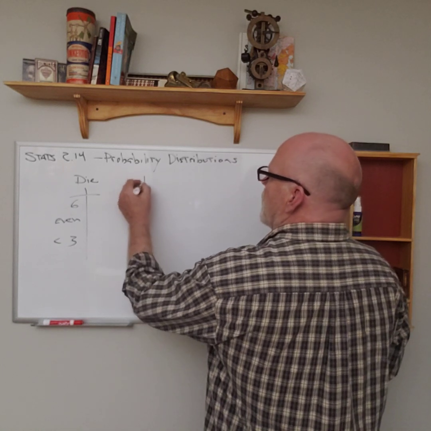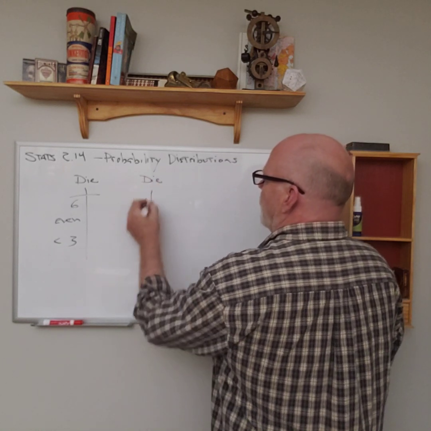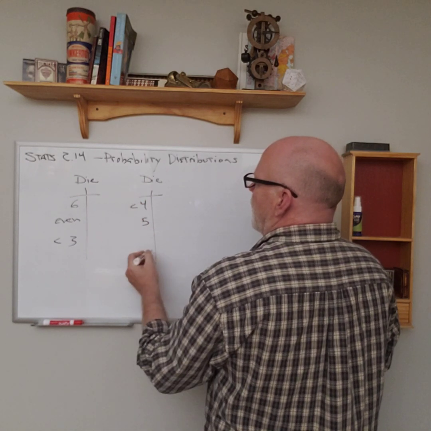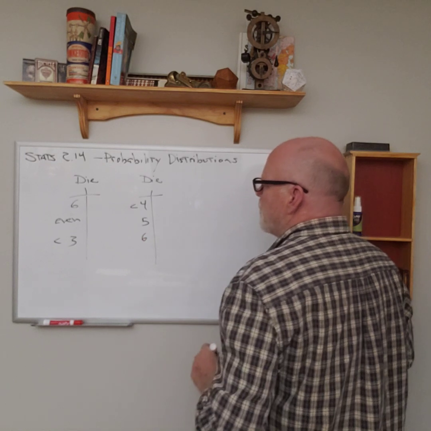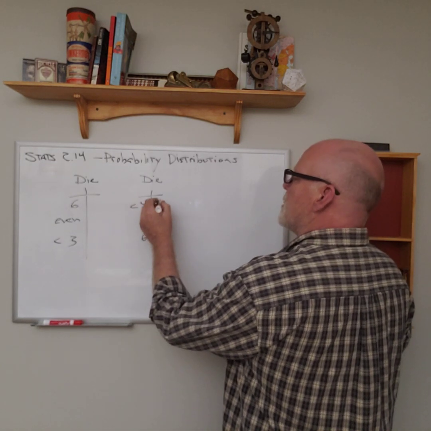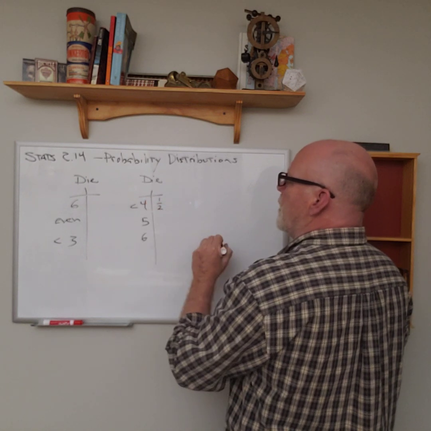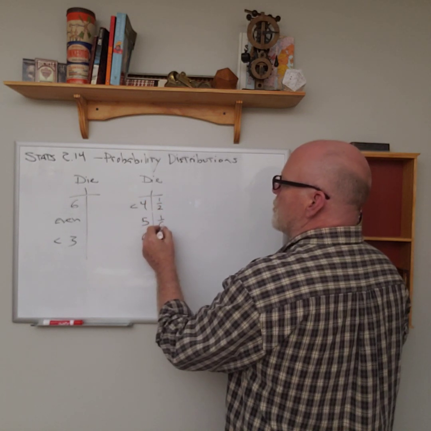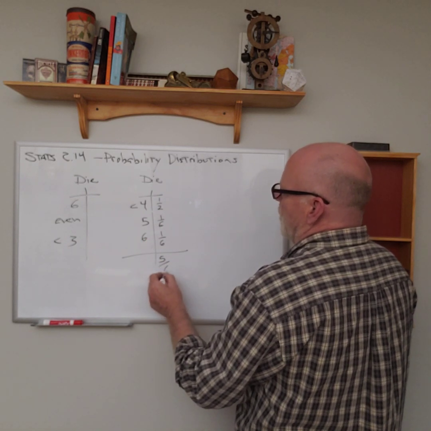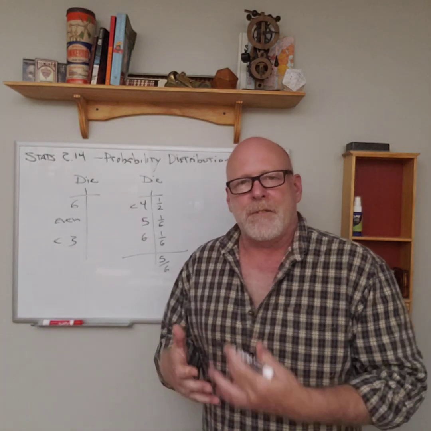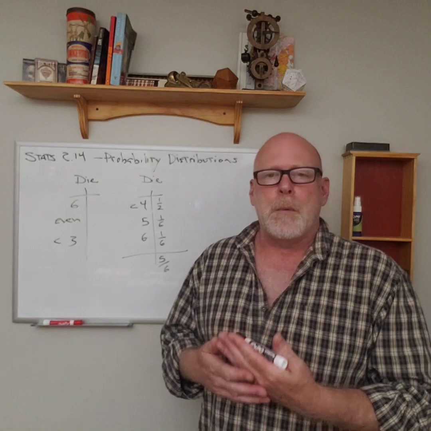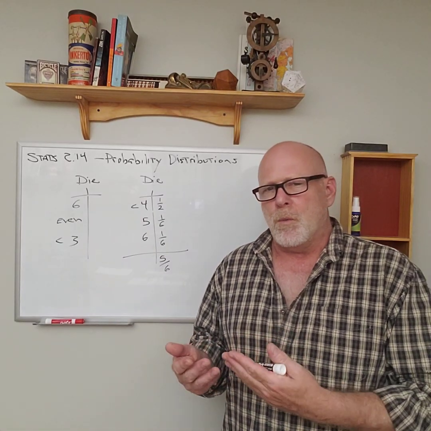Another example, if I were to look at rolling a die, suppose I've got less than 4, and then 5 and 6. Well, I've got a probability of less than 4 would be, there's 3 numbers less than 4, so that would be 1/2 or 3 out of 6. The probability of rolling a 5 is 1 out of 6. The probability of rolling a 6 is 1 out of 6. If I add those together, I only get 5/6. I left out one of my outcomes there, namely the 4, so my probabilities don't add up to 1 like they should.